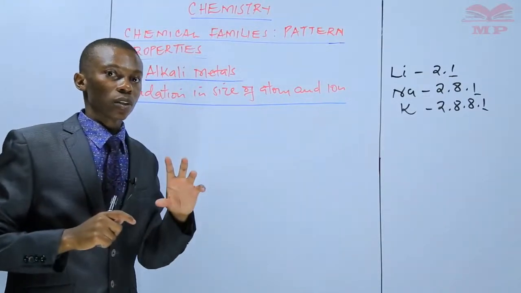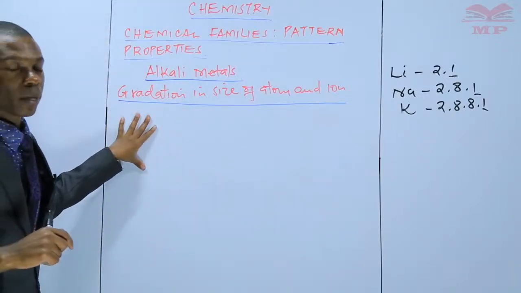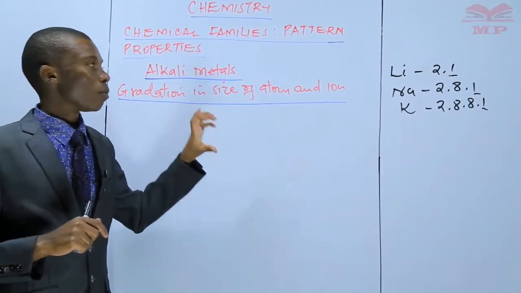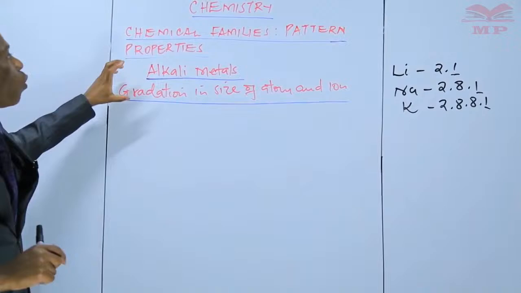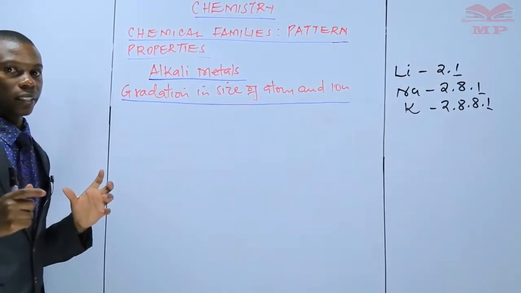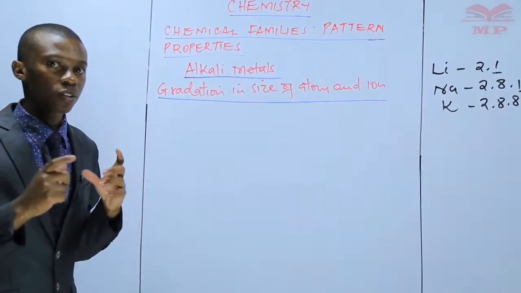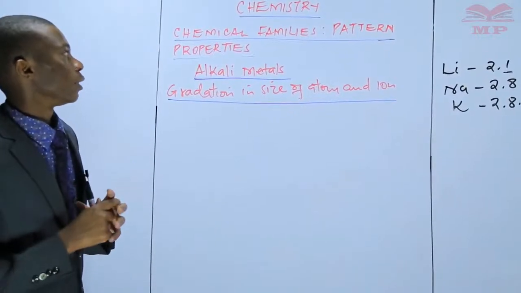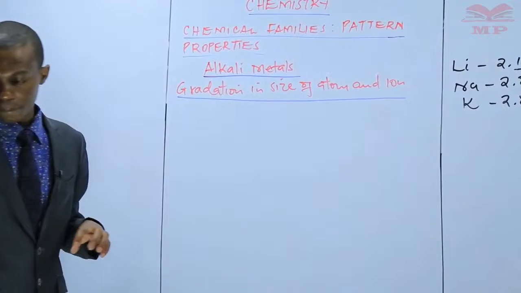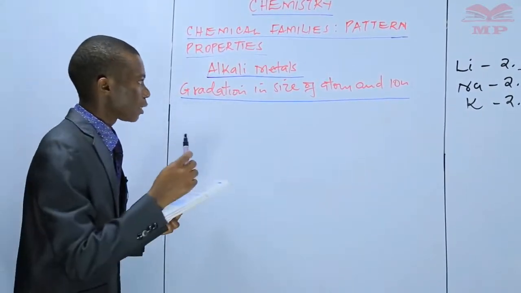In this lesson, I want us to discuss the gradation in size of atom and ion. Remember, this is gradation in size of atom and ion of alkali metals. So gradation just means there's a systematic progression on the size of atom and ions in group 1 elements. And I will explain this using a table which I'm going to draw for you so that we discuss it from there.